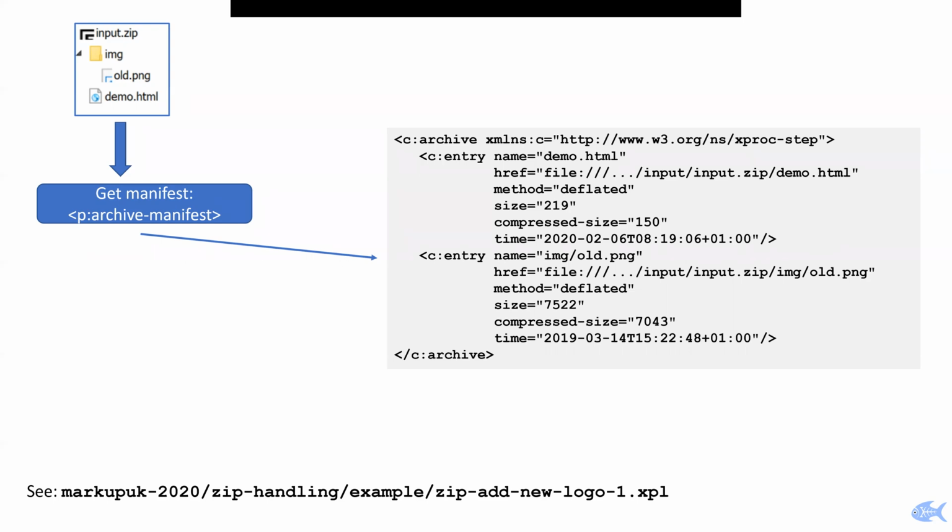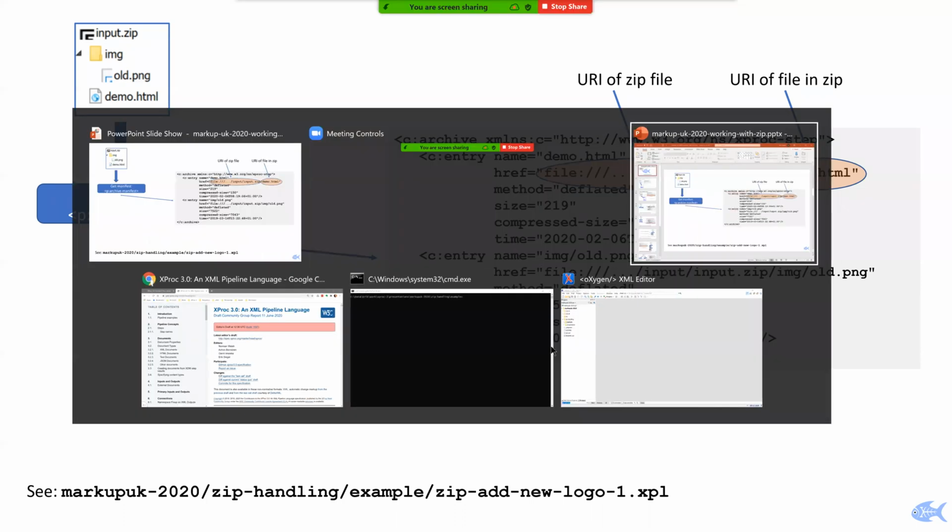This is the archive manifest of the zip file for this demo, and please notice the href attributes for every entry in the zip file. They're built up of the URI of the zip file and a slash and then the URI of the file in the zip. And these hrefs are important, which you will see in a few minutes. So let's run this. Let's have a look at the code for this first, of course.